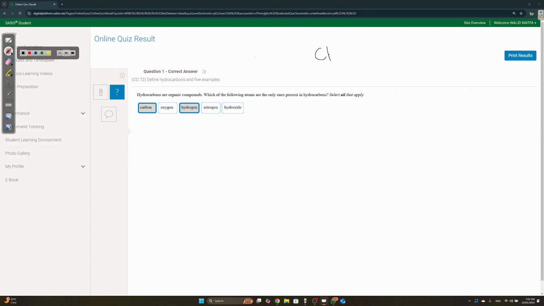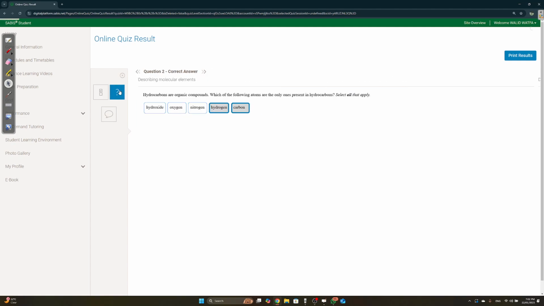And they might give you an example like this. Why is this going to be wrong? Because it has oxygen, okay? So it can only have carbon and hydrogen. So anything that only has carbon and hydrogen is correct, okay?